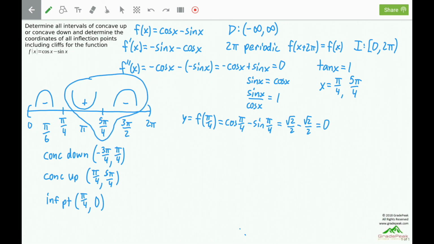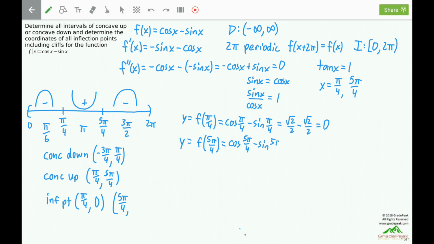Right at the candidate number of 5 pi over 4, the concavity again is changing from concave up to concave down. Therefore, x equals 5 pi over 4 is also an inflection point. It has an x-coordinate of 5 pi over 4, and it has a y-coordinate that can be found by plugging 5 pi over 4 back into the original function. So f of 5 pi over 4, which will be the cosine of 5 pi over 4 minus the sine of 5 pi over 4.